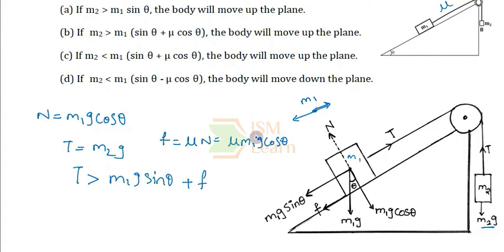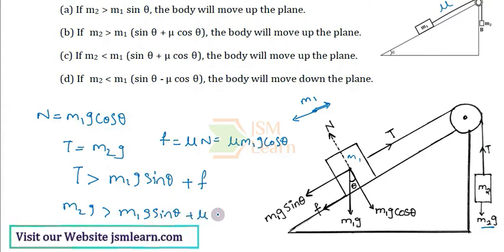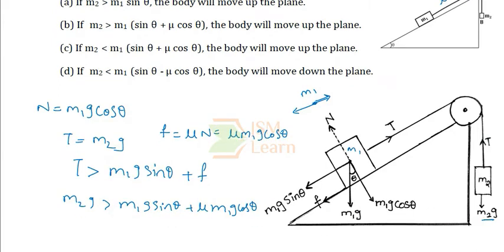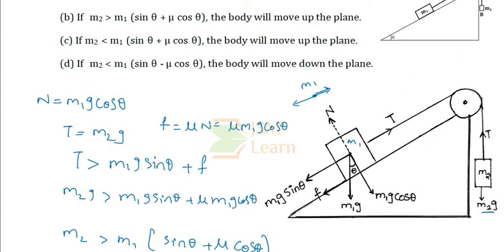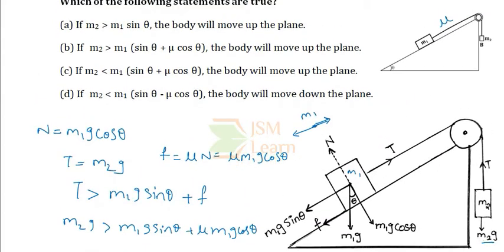When I substitute these values, I get that m2g is greater than m1g sin theta plus mu into m1g cos theta. On both sides, when I take out g as common and cancel, I get that if m2 is greater than m1 of sin theta plus mu cos theta, then in that case our block M1 will be moving up the plane. So this is the condition for the block M1 moving upwards. So option A is wrong, option B is true, and option C is wrong.